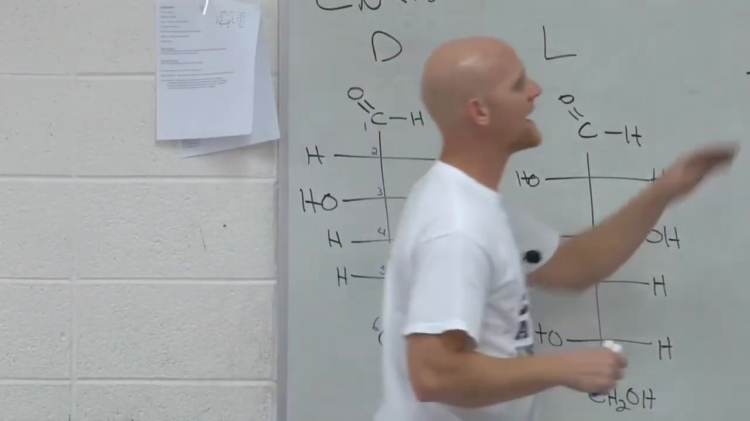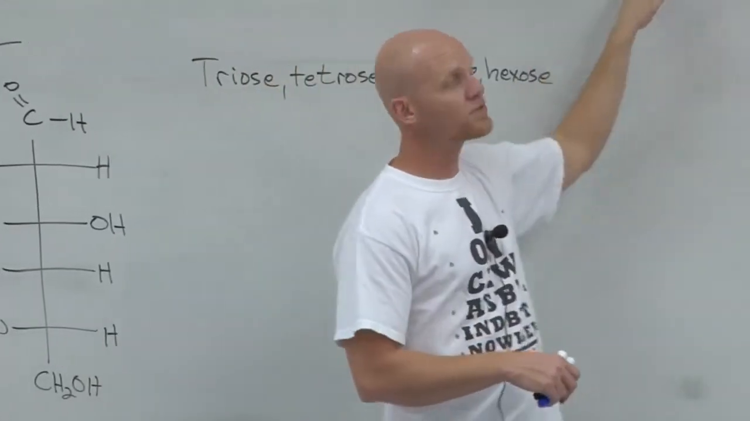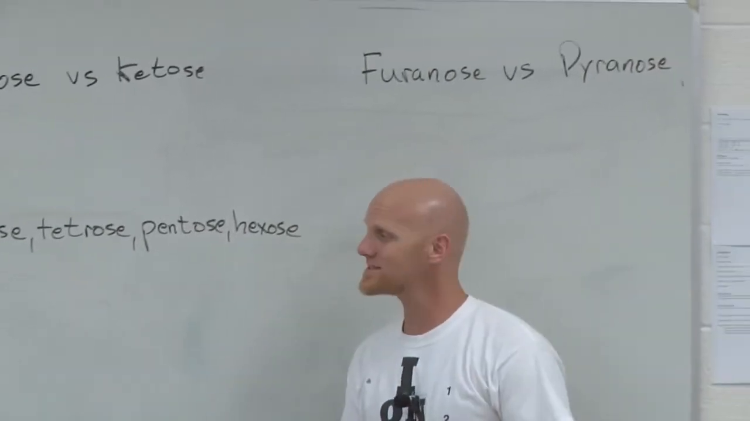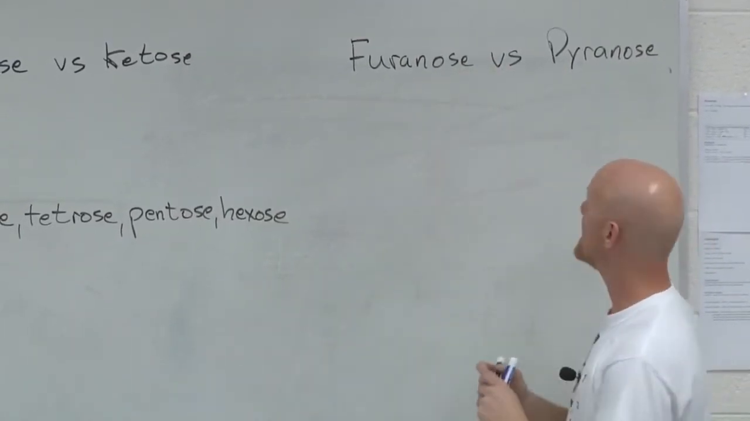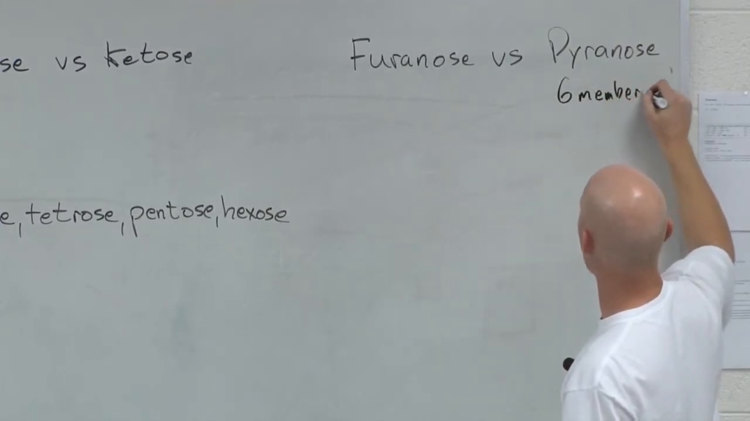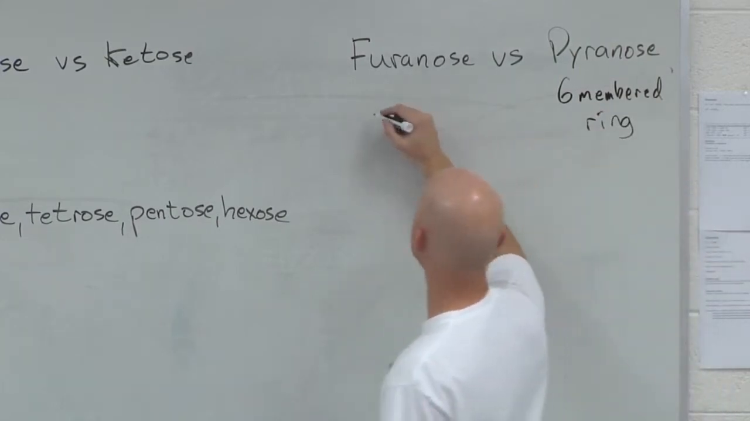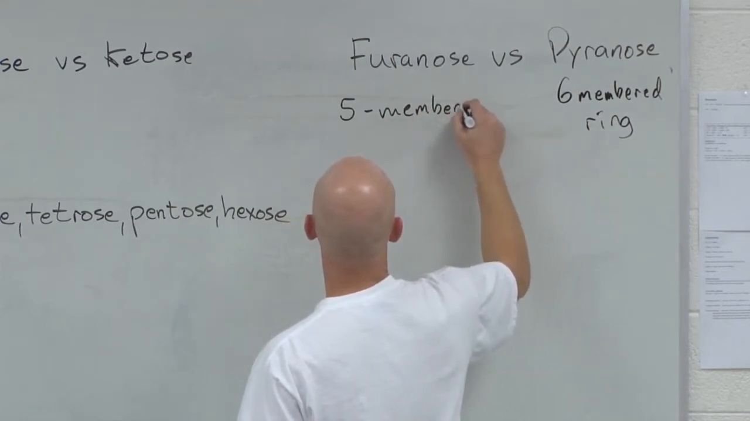In addition to being aldoses, ketoses, and the number of carbons being part of the name, sugars can also form ring structures, right? That's usually the bane of a lot of students' existence, when these things cyclize. When they cyclize, if they form a 6-membered ring, and oxygen is always one of those members, it's a pyranose. If it forms a 5-membered ring, it's a furanose.